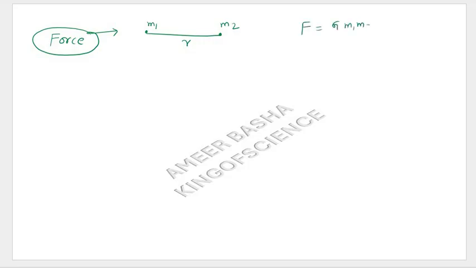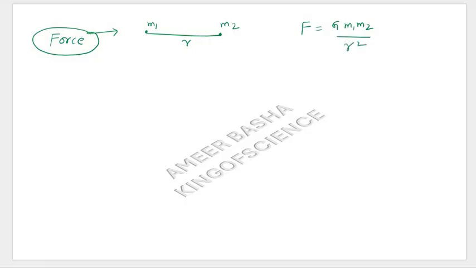So first and foremost, the force between two masses. Suppose there are two masses, m1 and m2, separated by some distance r. Then there exists a force of attraction between them. That force of attraction is given by G m1 m2 divided by r square.